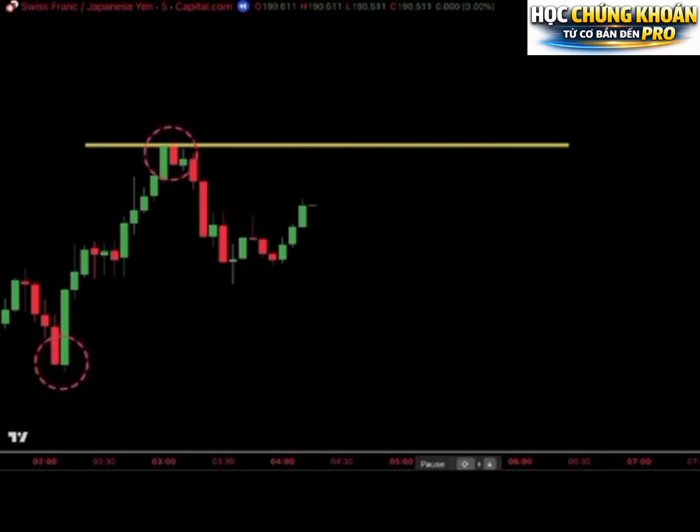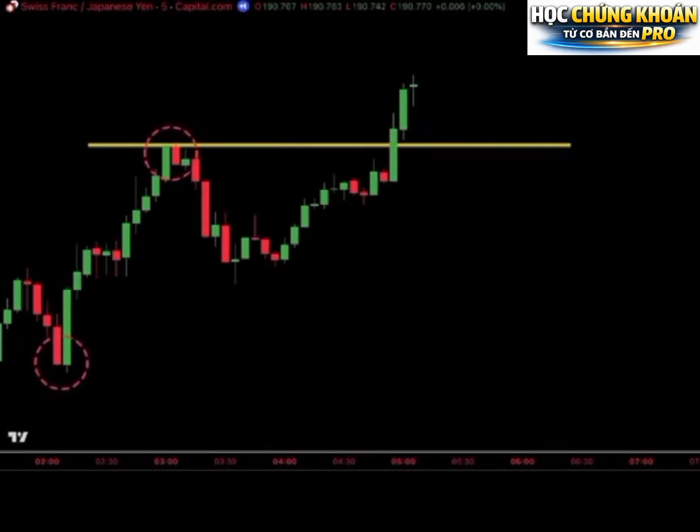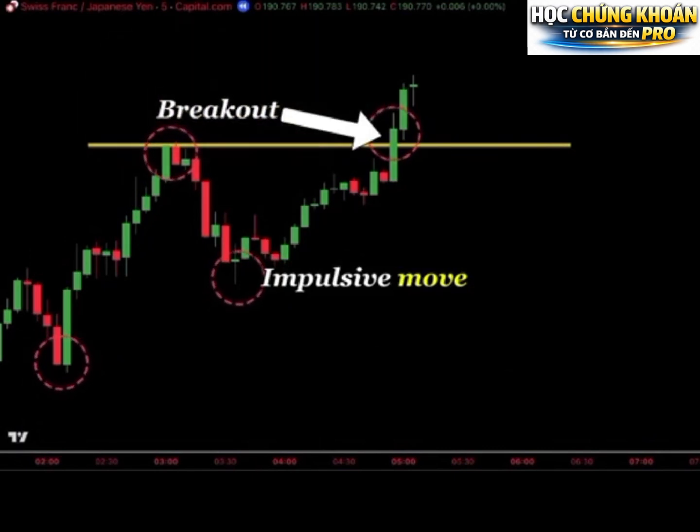The market starts moving up again with strength, creating another impulsive move. But this time, something important happens. Price breaks above the resistance level. This is a key moment in market structure, because once resistance is broken, it does not remain resistance anymore. It turns into support. The reason behind this is simple.